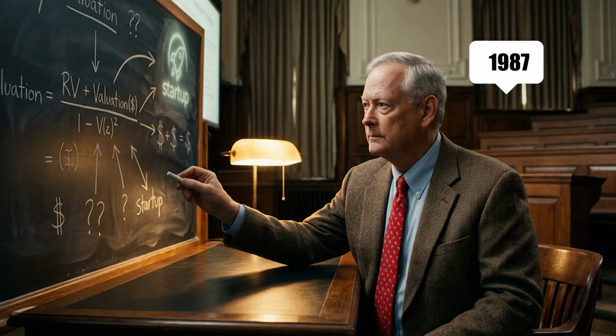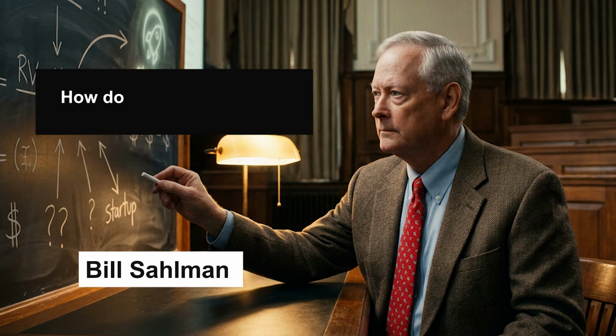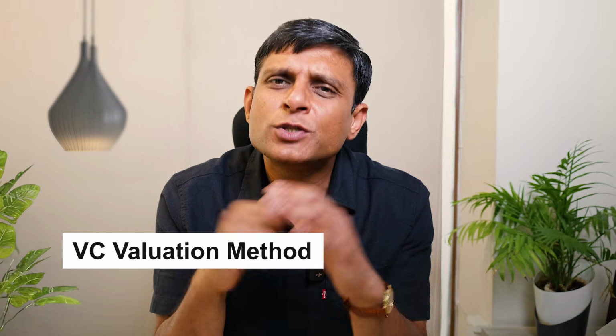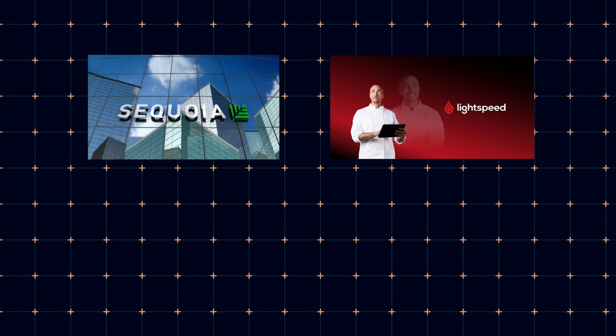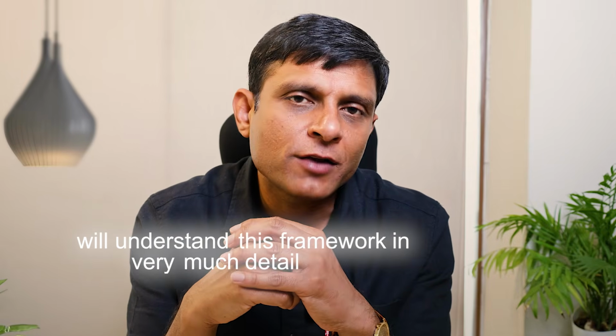So guys, fast forward to 1987. A professor at Harvard Business School named Bill Sahlman sat down and asked a very practical question: how do you actually put a number on a startup that has no profits, no history, nothing? And he came up with a framework, a very clean, logical 4-step process. We call it the VC valuation method. It is used by every major VC firm in the world, from Sequoia Capital and Lightspeed in the US to Nexus and Bloom Venture right here in India. We'll understand this framework in much detail with an example also.